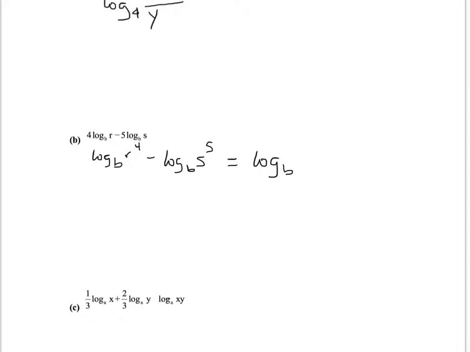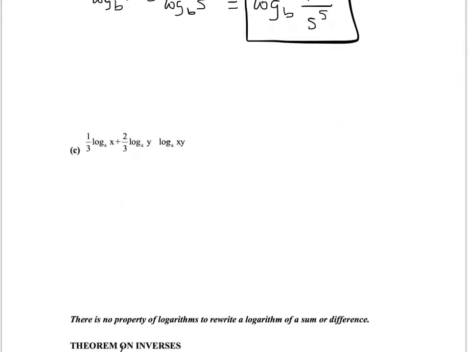It's going to be log base b of, what's on top is the r to the 4th. After the minus sign is where I see the s to the 5th. That goes on the bottom. That's all there is to it. Okay, now we have one that has some fractions. We will need to pull those up as exponents.